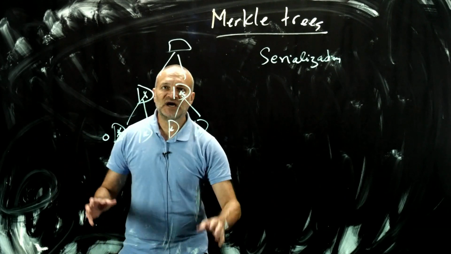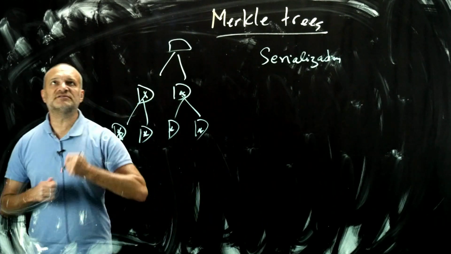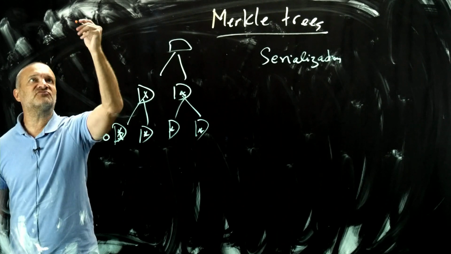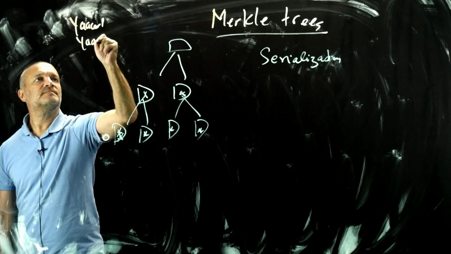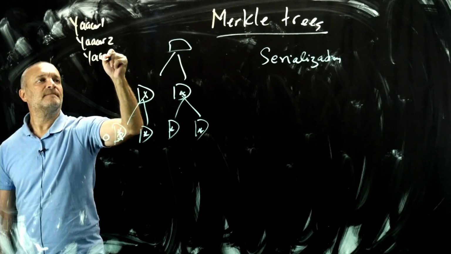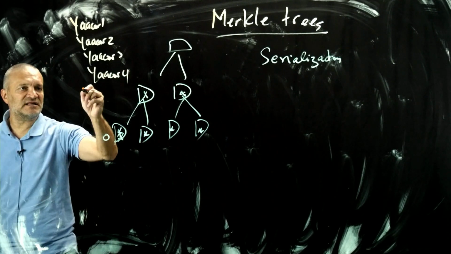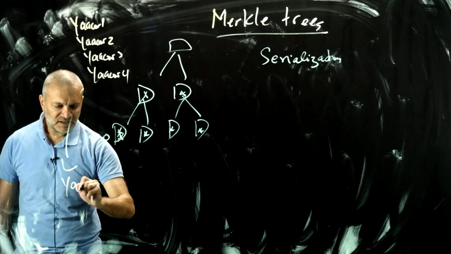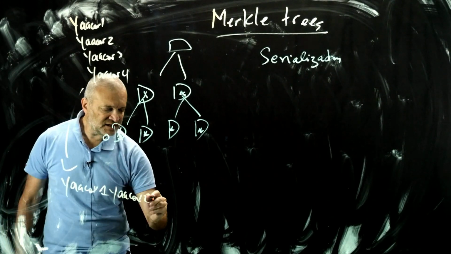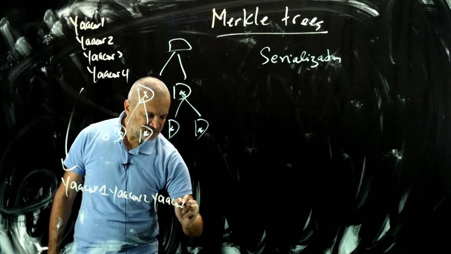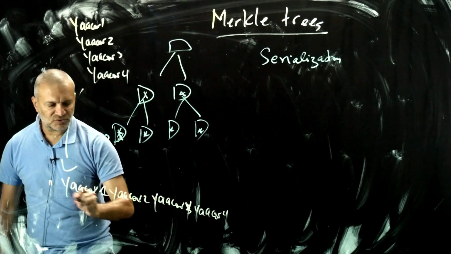Serialization is just when you have the data and you concatenate it into a string. So for example, if you have a folder, and inside the folder you have a list of files, let's say Yakov1, Yakov2, Yakov3, and Yakov4. Serialization is going to be something like this: you take Yakov1 and concatenate it with Yakov2, then concatenate it with Yakov3, and then with Yakov4. That's all there is to it.